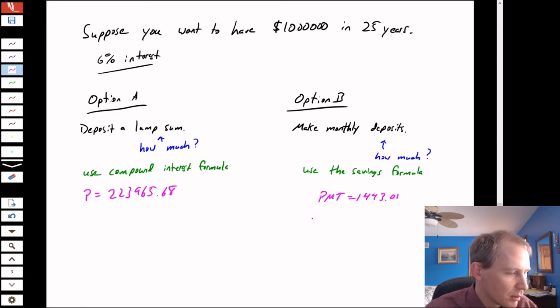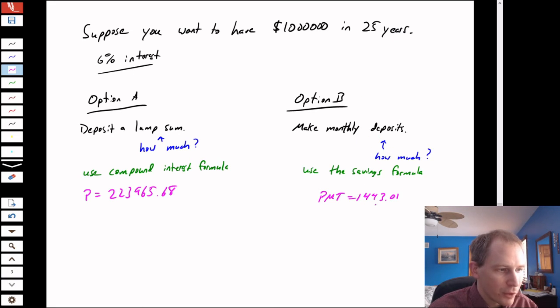And maybe just to give you a comparison, I'm going to compute the total deposits, and you can maybe pause and think about it for a second. Are my total deposits going to be more than or less than $223,000, and why? So here's how to sort of predict that. When I make a lump sum, I'm putting this money in at the beginning. All of my money is earning interest for a full 25 years. So I'm going to get a lot of interest.